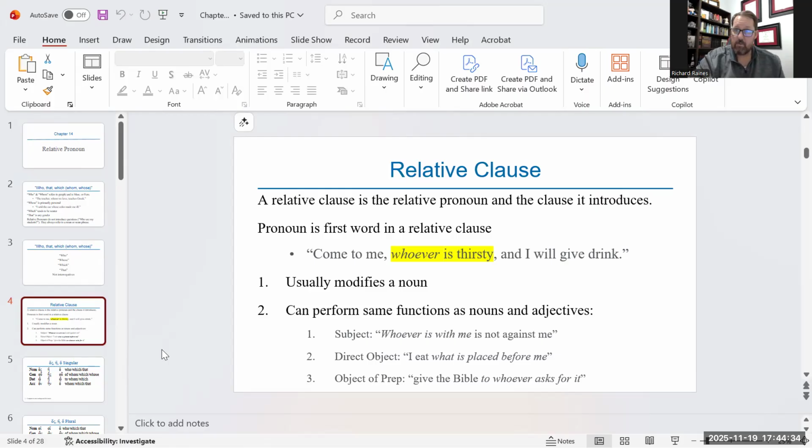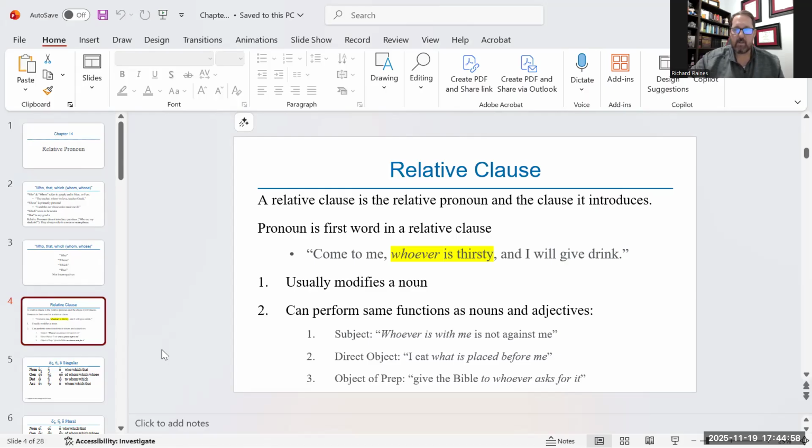Usually it modifies a noun, right? Thirsty is not a noun. Thirsty is an adjective. So in this one example I've given you, you see that it didn't modify a noun, it modified an adjective, but it usually modifies a noun. You can see in the examples listed below where it can perform the various functions.